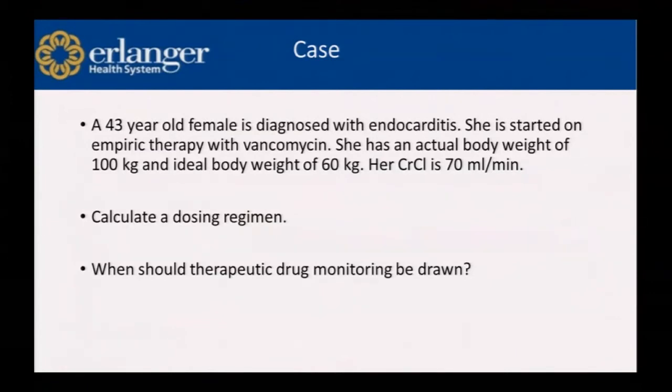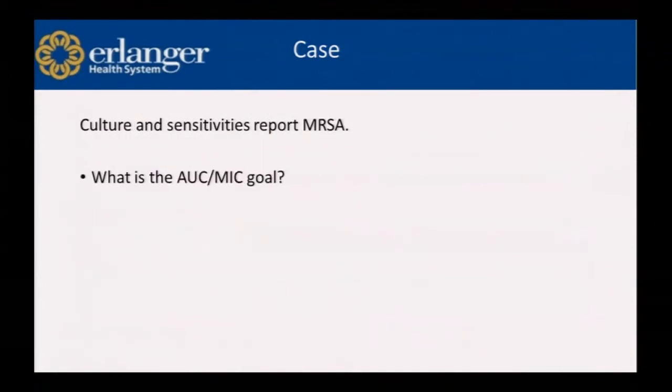Another thing to consider in this patient, she is obese. Her renal function isn't stellar. It's not terrible, but it would be appropriate to get a trough after a few doses once she's at steady state, just to make sure you're not overdosing her or putting her at increased risk of nephrotoxicity. So our culture and sensitivities come back, and we have MRSA. What is the AUC/MIC goal for this patient? Awesome. Yes, 400 to 600.